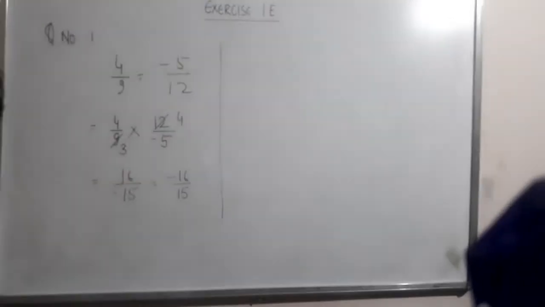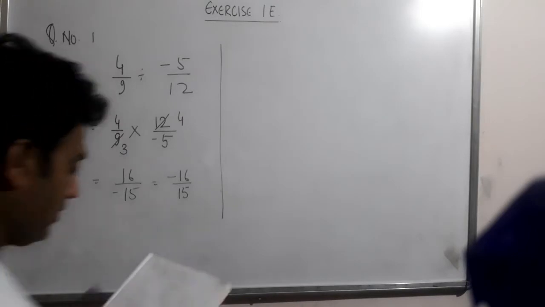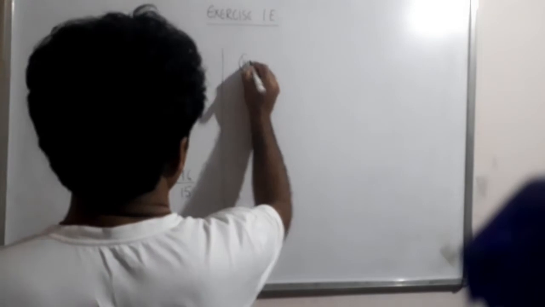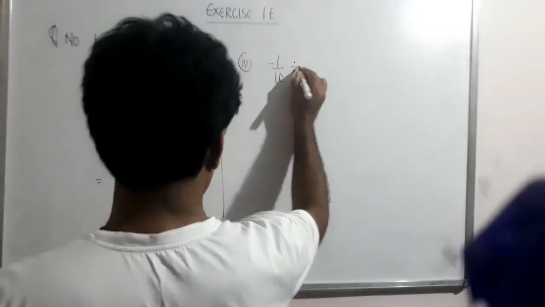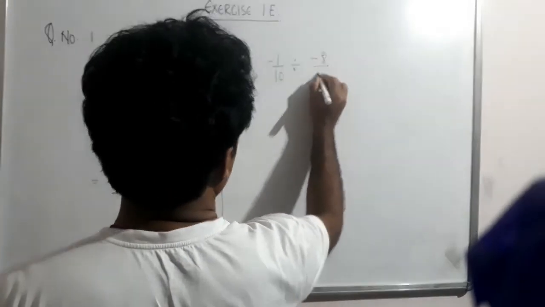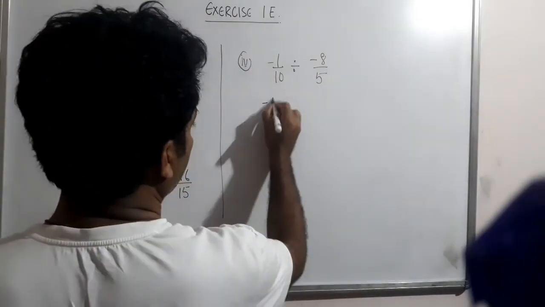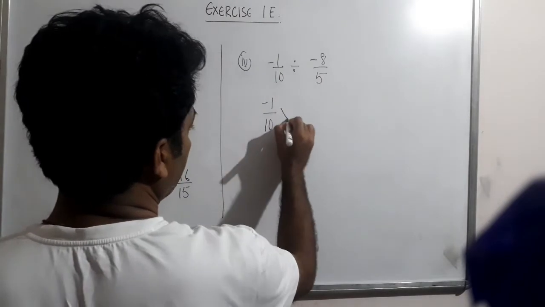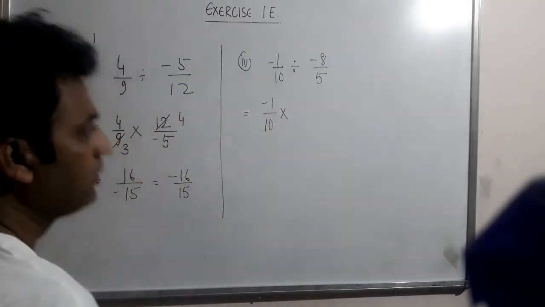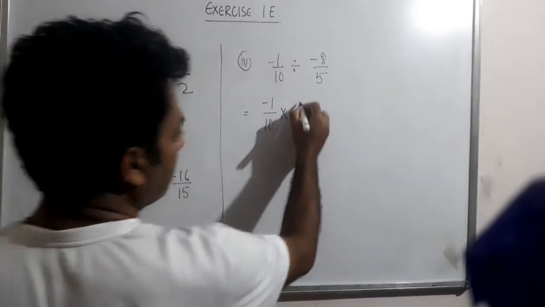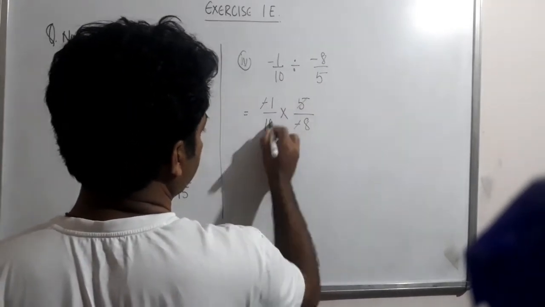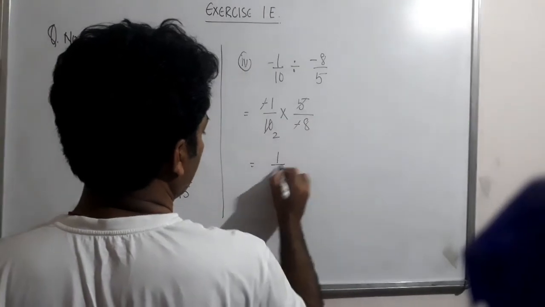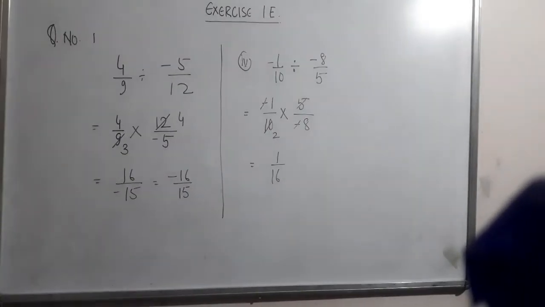Let's solve one more question. Let's solve question number 4. 1 by 10 divided by minus 8 by 5. So minus 1 by 10, again you write, into the reciprocal of minus 8 by 5, which is minus 8. Simplifying, the answer is 1 by 16.